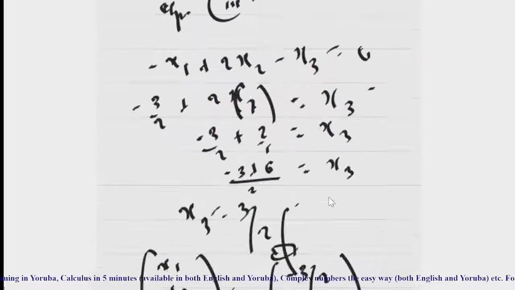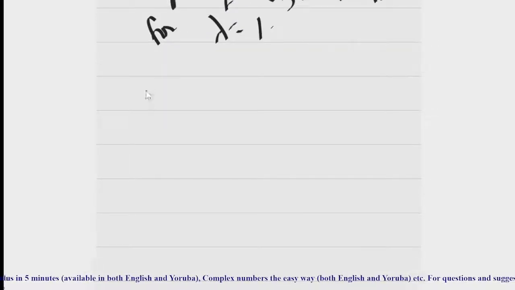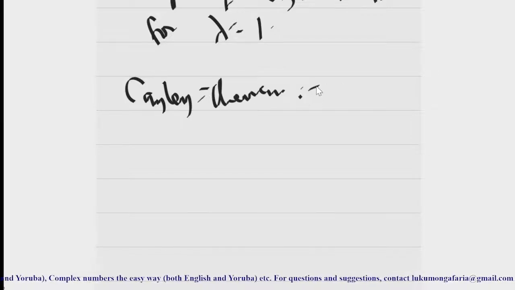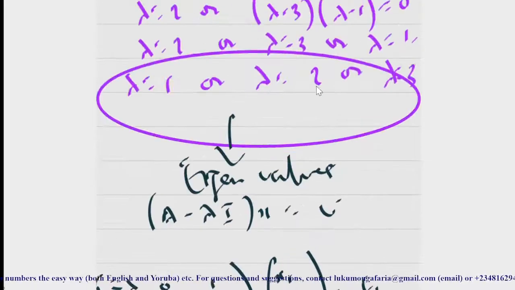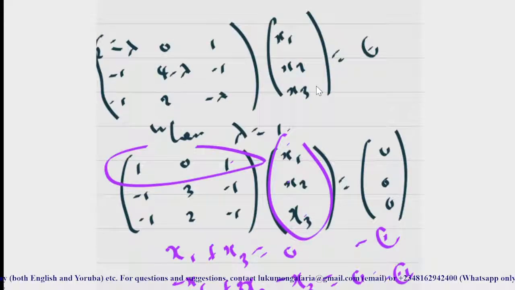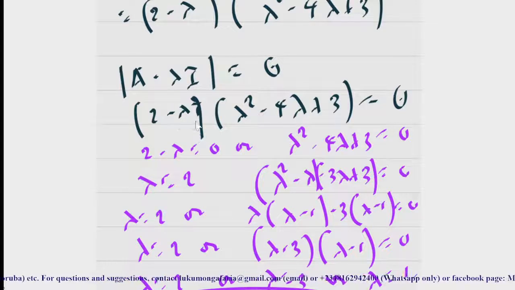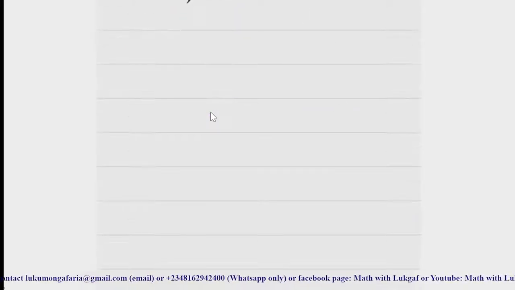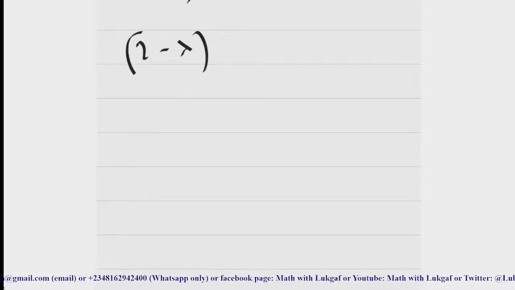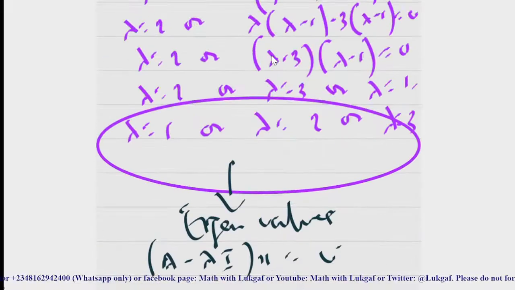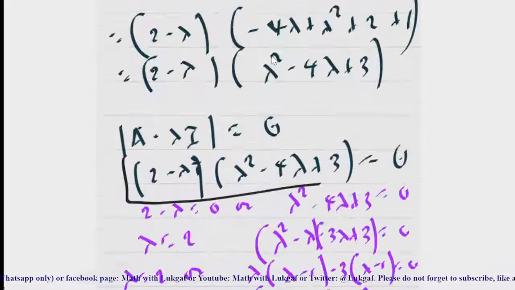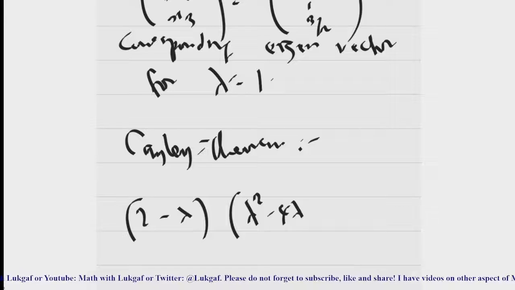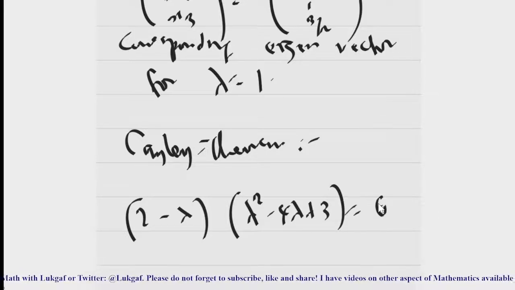Okay, now let us now prove our Cayley Hamilton theorem. Don't forget Cayley Hamilton theorem states that every matrix A satisfies its characteristic equation. And what is our characteristic equation here? My characteristic equation here is this guy. We have 2 minus lambda. Let me rewrite it here so that I can expand because I didn't finish with the expansion here. Lambda square minus 4 lambda plus 3 is equal to 0. I hope you understand now.